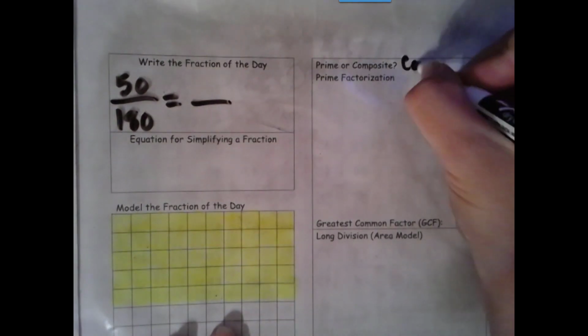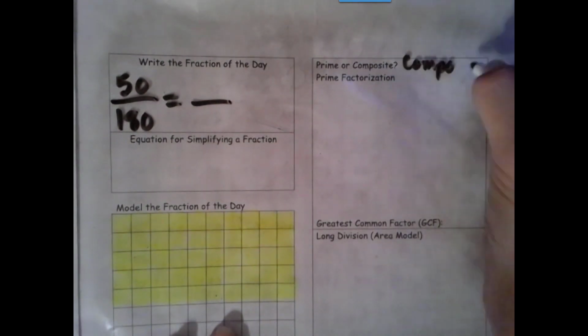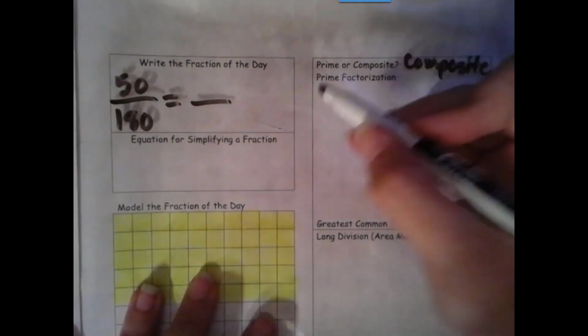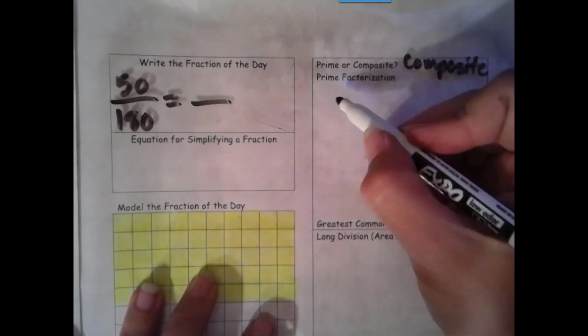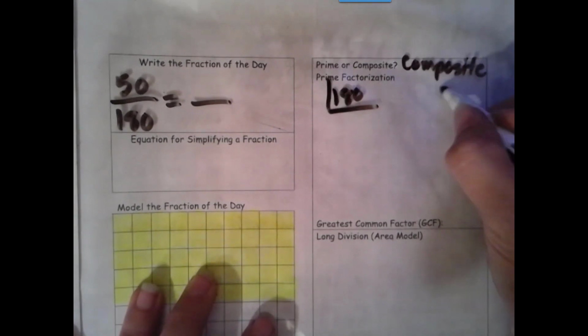50, is that prime or composite? Well, it's an even number, so it is composite. You can always check on your prime number sieve if you're not sure. But the only even number that is prime is the number 2. So we need to do the prime factorization for both our denominator and our numerator.